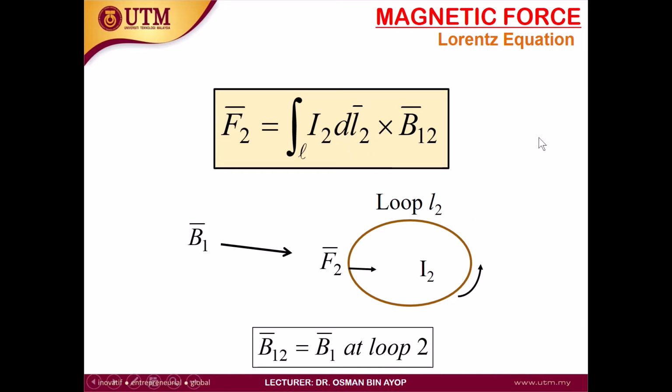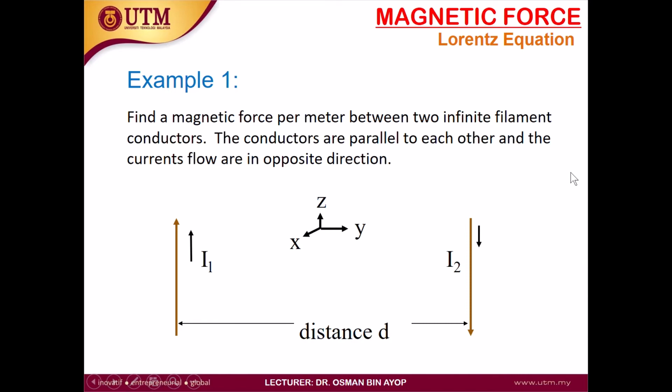Let's say example 1. Find the magnetic force per meter between two infinite filament conductors. The conductors are parallel to each other and the currents flow in opposite directions. You can see from the figure we have the first filament carrying I1 in the positive z direction, and then we have the reverse current. The second conductor, I2, flows in the opposite direction, and these two conductors are separated by distance d.